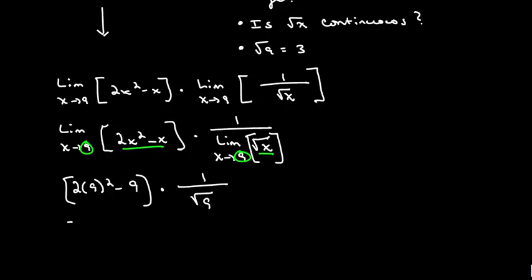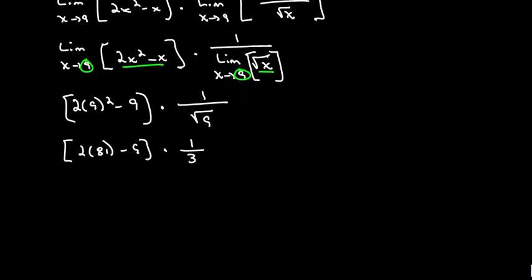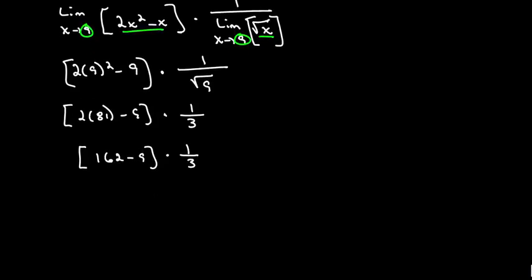So this is going to be 2 times 81 minus 9 times a third. And so 2 times 81 is 162 minus 9 times 1/3. And so we could really actually just divide each of these guys by 3 first, and that would have gotten us the same answer. We also know 162 is divisible by 3 here.